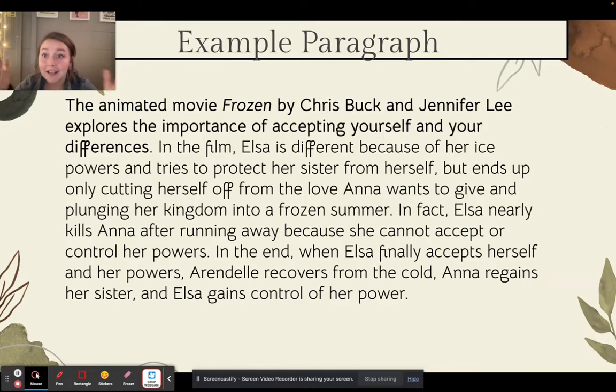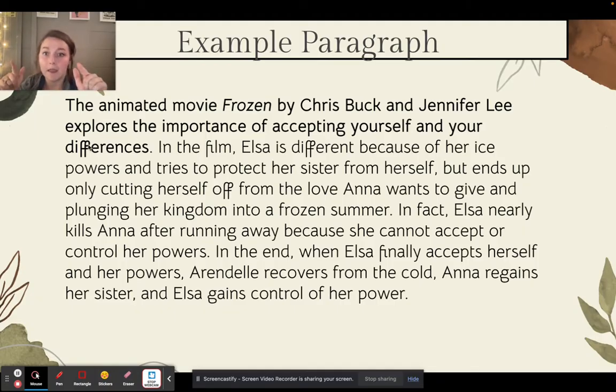So here's what that looks like all put together. Here, bolded, you can see that first power sentence. The animated movie, type of text, Frozen, title, by Chris Buck and Jennifer Lee, authors, directors, explores, there's my action verb, the importance of accepting yourself and your differences.